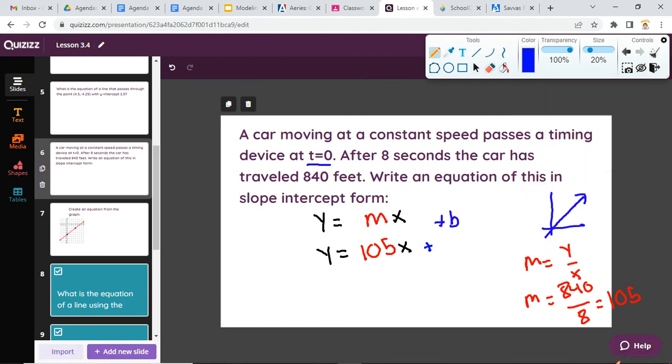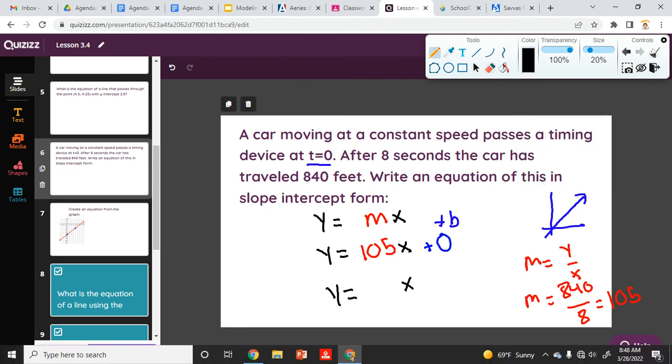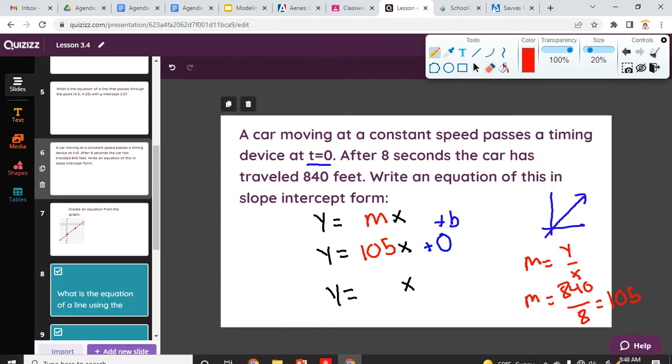But what was my plus b, everybody? It says t is equal to 0, so we get 0 for b, which means the equation is y is equal to 105x. Simple as that. y is equal to 105x. So here we were able to do this nifty little trick because it tells us the timing device is at t is equal to 0, or basically my graph is proportional.